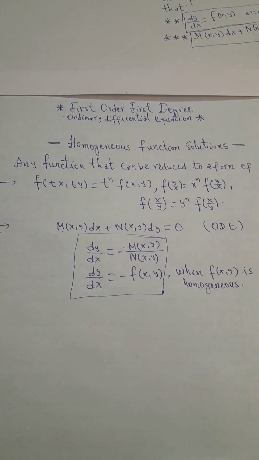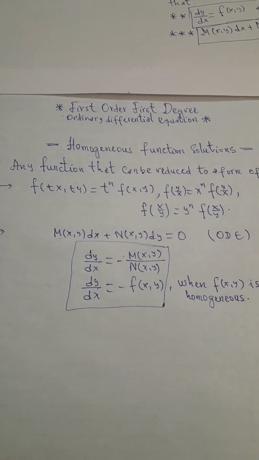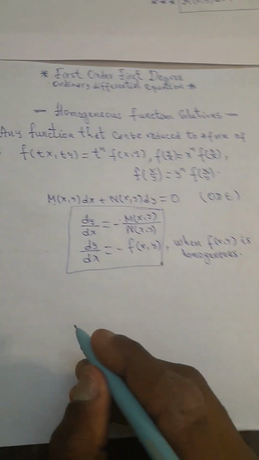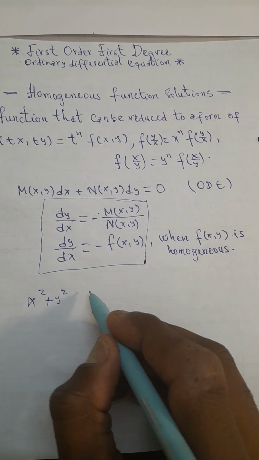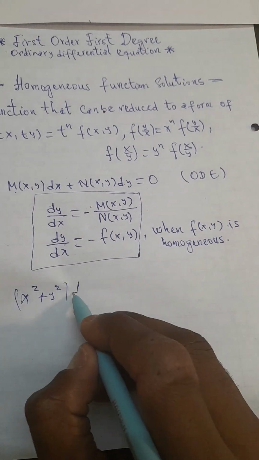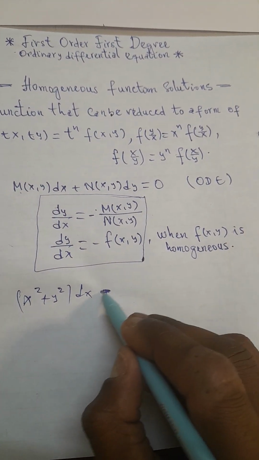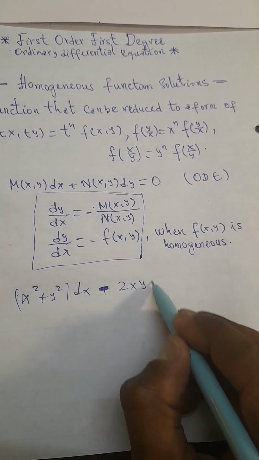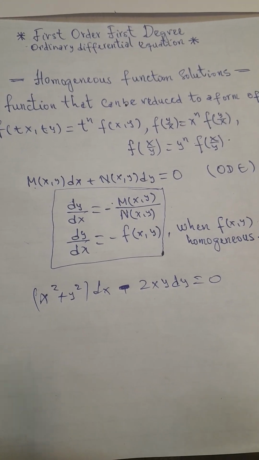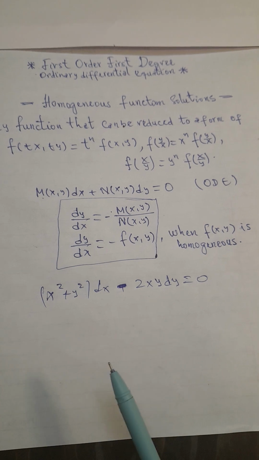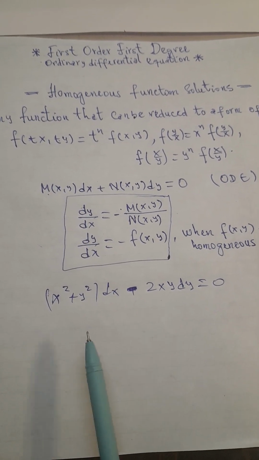Now, let us suppose we have this equation: (x squared plus y squared) dx minus 2xy dy equal to 0. The first thing we have to do is check whether it is a homogeneous function. By looking, you can see that this is a homogeneous function.